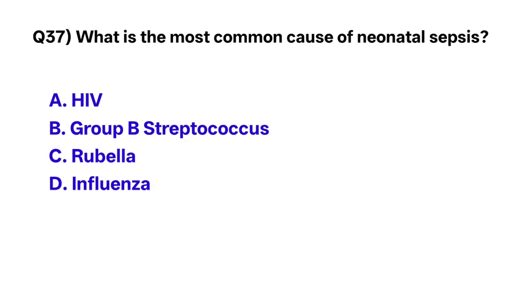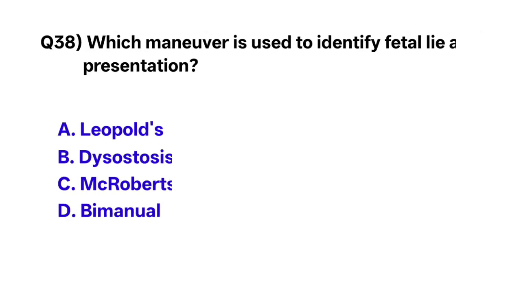Question number 37. What is the most common cause of neonatal sepsis? The correct option is B. Group B Streptococcus. Question number 38. Which maneuver is used to identify fetal lie and presentation? The correct option is A. Leopold's maneuver.